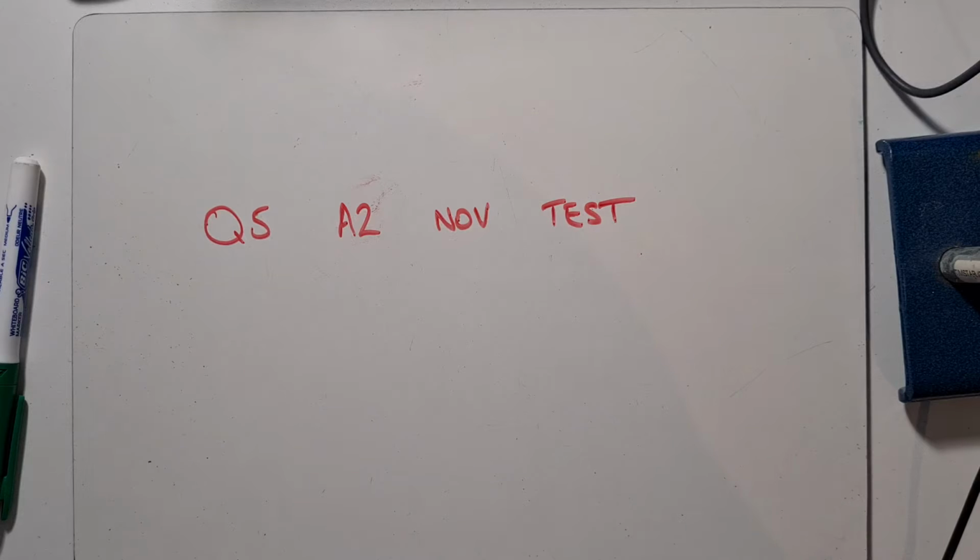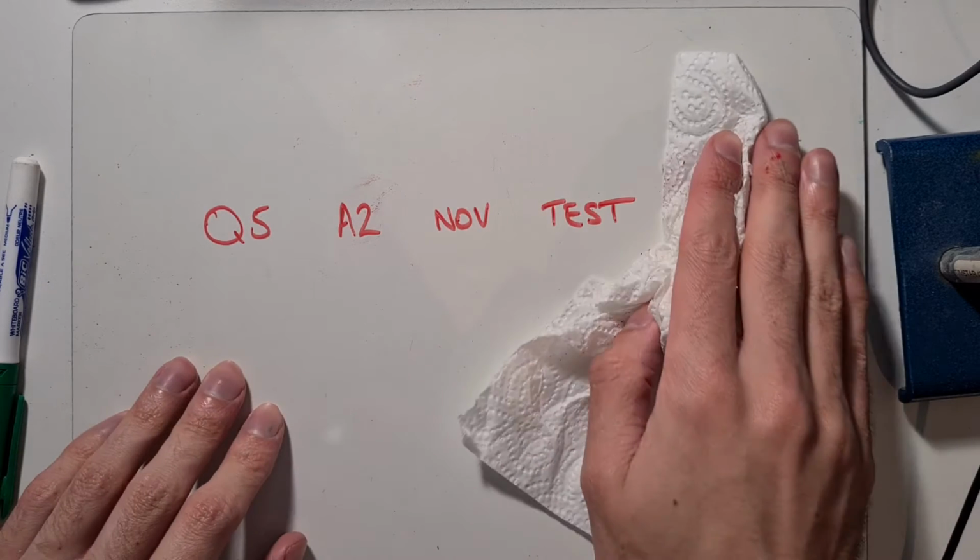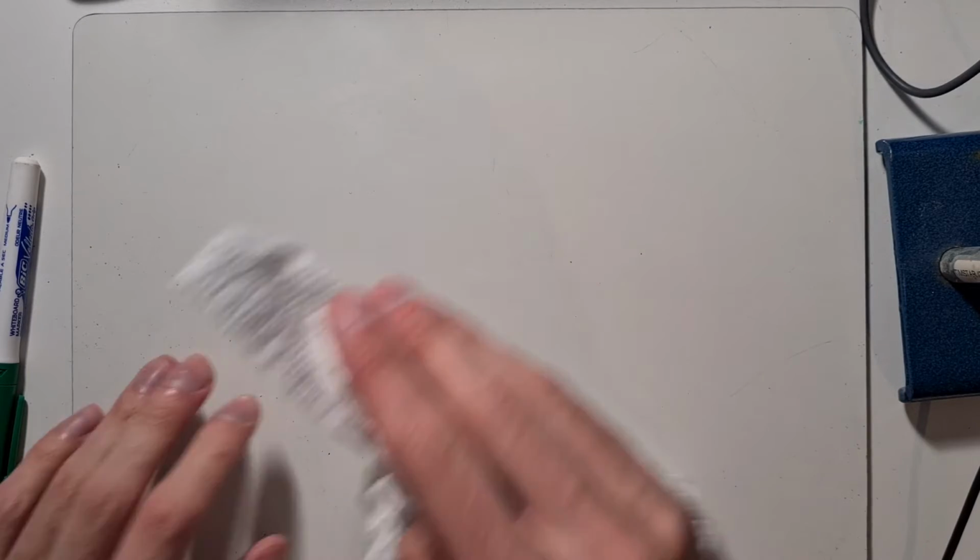This video is going to go through question 5 from the A2 November test. So it starts with a comparison between the delocalized model and the Kekulé model, and it asks you to explain experimental evidence that led to the development of the updated model, and then describe the bonding in the new one.